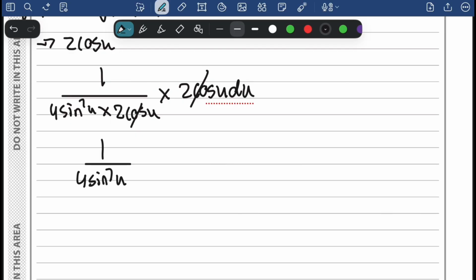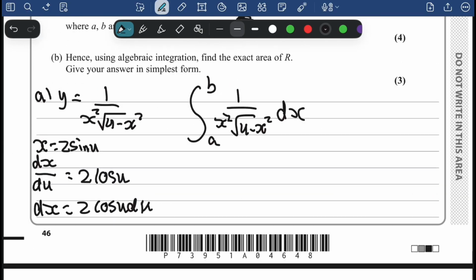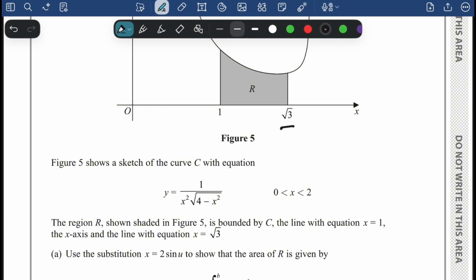Now we know that 1 over sine is cosec, so 1 over sine squared is cosec squared. So that means this is the same as 1 over 4 cosec squared u, right? And du, don't forget that. And then now we just need to find our limits, right? Remember we said our substitution is x is 2 sine u. And then we can see in the graph the area is bounded by root 3 and 1.